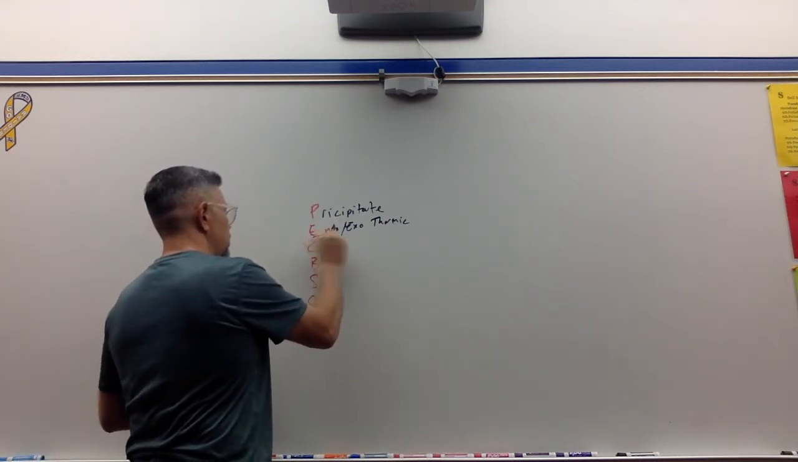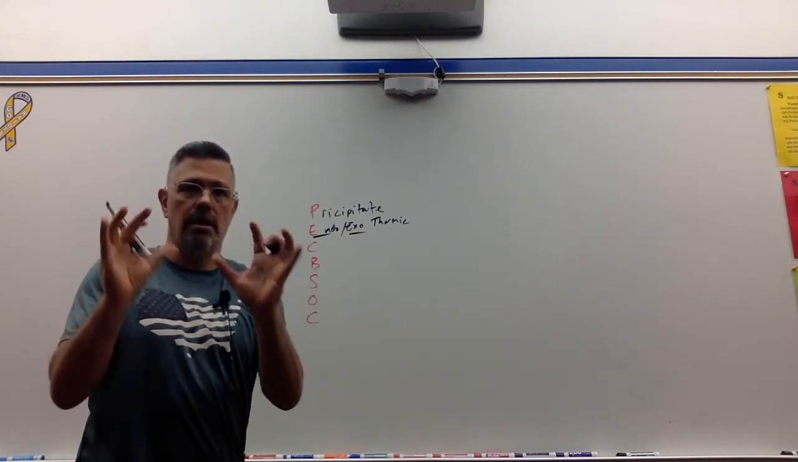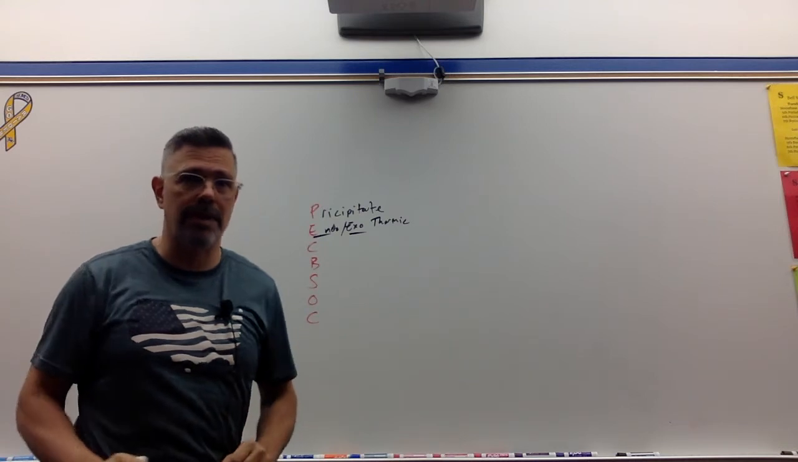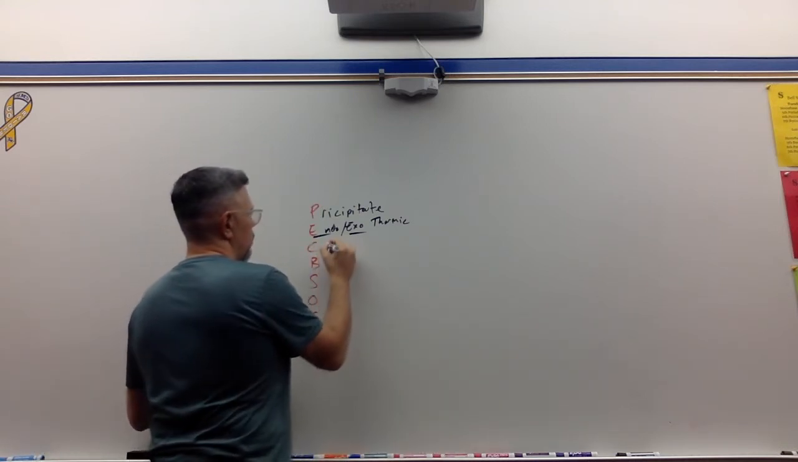Endo means heat is absorbed. Exo means heat is released. Exo is a campfire. You put your hands nearby, you can feel that heat being released. That's an exothermic reaction. So C, let's go with color change.